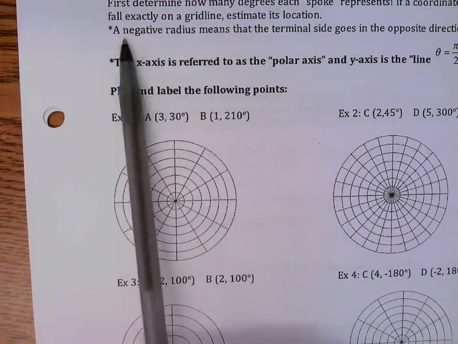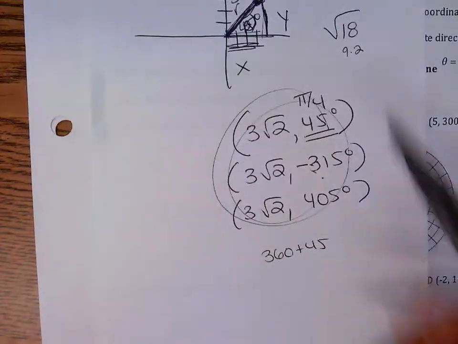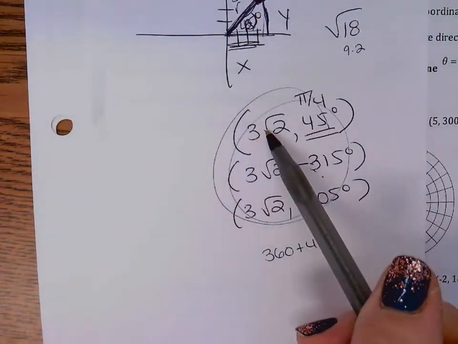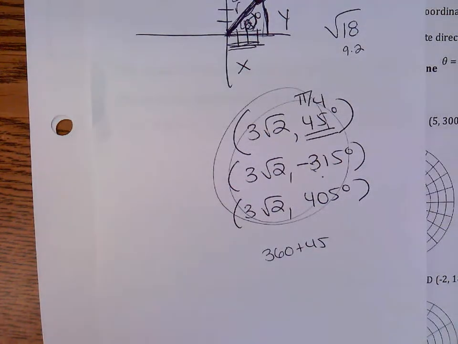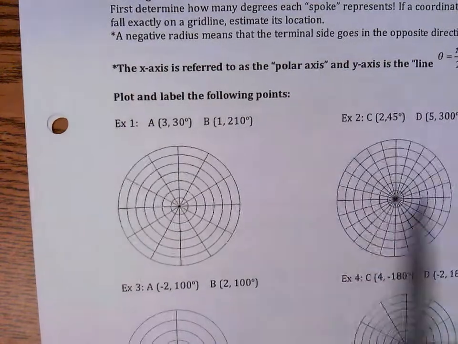And I'm going to show you what a negative radius is. So I could actually go in a negative direction. So even though a distance is always positive, I can do a negative r value. So I'm going to show you what that means when we plot these points down below.